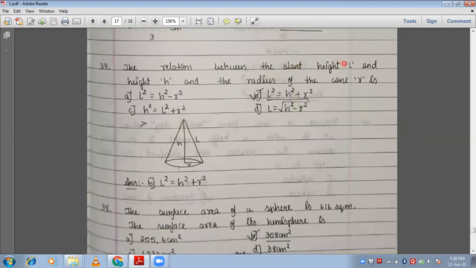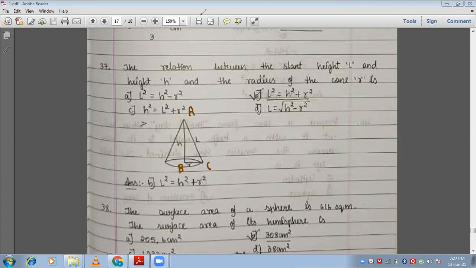Next, the relation between the slant height L, the height H and the radius R of the cone is dash. So here, don't get confused. What is the relationship between slant height, height and radius? The formula is L square is equal to... If you don't know, apply Pythagoras theorem here. This is a right circular cone, so AC square is equal to AB square plus BC square. AC means L square is equal to H square plus R square. So option B is correct.